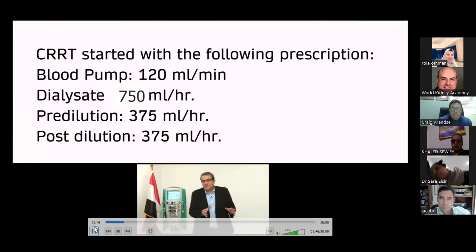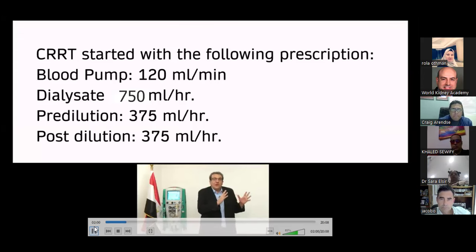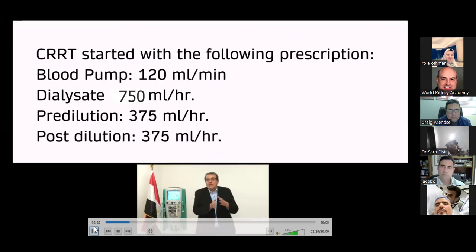Now you have the evening shift, you come in and you find that your colleague has already started CRRT with the following prescription. Now, through his training, education, he prescribes a CVVHDF prescription, a blood pump on 120 ml per minute, dialysate 750 ml per hour, pre-dilution at 370 ml per hour, post-dilution at 375 ml per hour. He divides the dose as half dialysate, half replacement, and half of that replacement he wants to do in pre-dilution, half of that he wants to do in post-dilution.